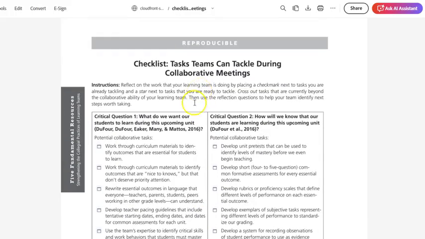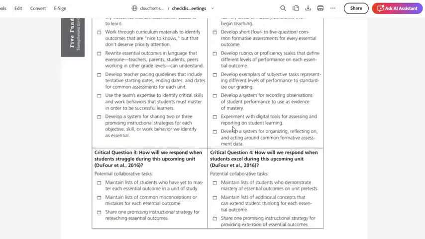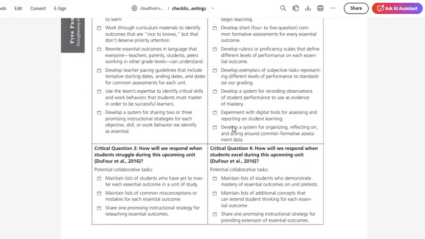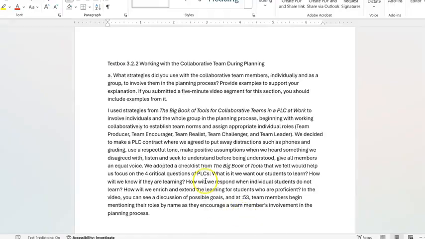I love this one because these are the 4 critical PLC questions that you're supposed to lead with. And I'm going to mention this one again later in my write-up. I can already tell you. So wink, wink on that, right? So let's go back to my writing.